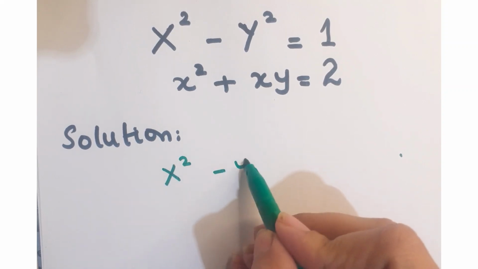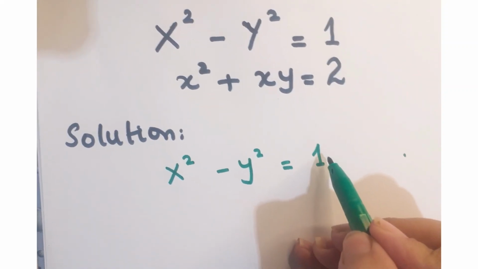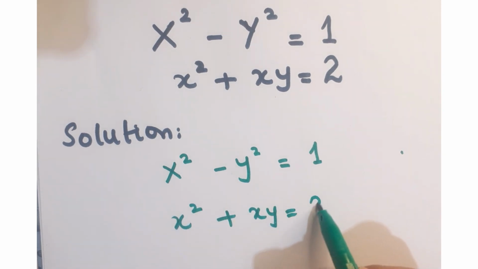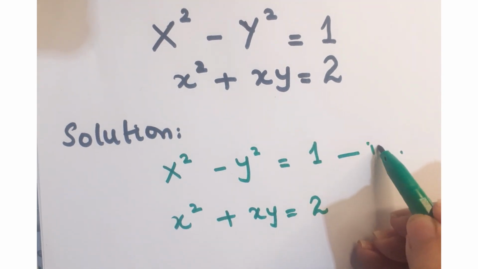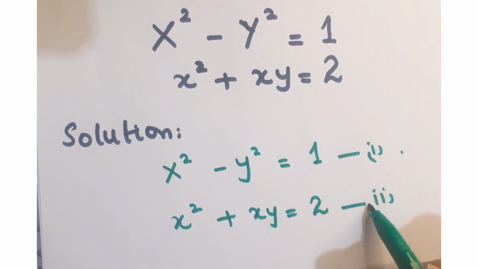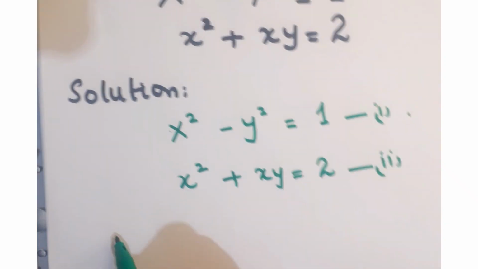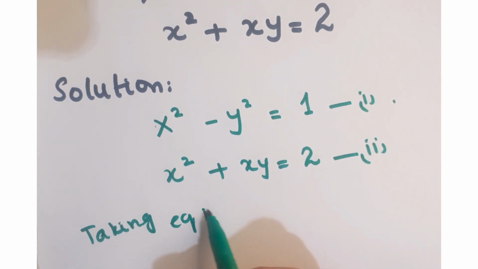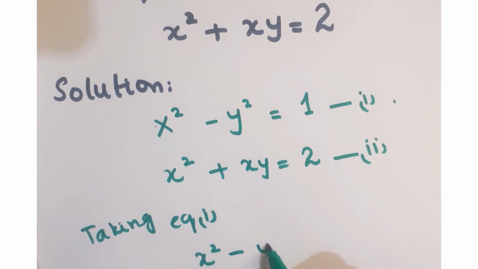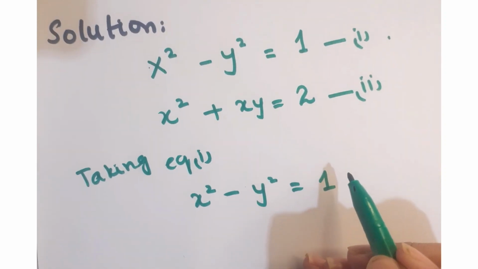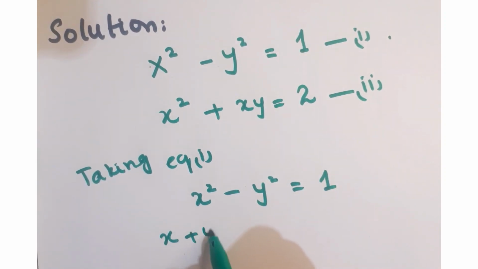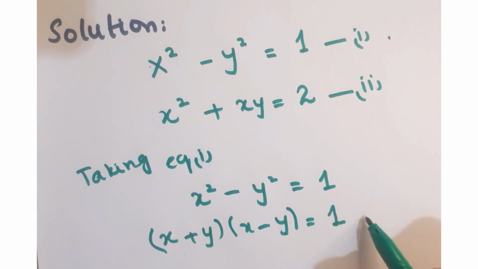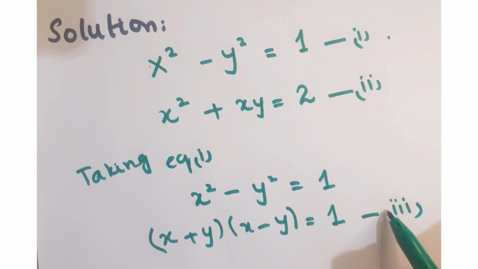The question is x square minus y square is equal to 1, and the other equation is x square plus xy is equal to 2. Let's call this equation 1 and this equation number 2. Now taking equation 1 first, x square minus y square is equal to 1. We can write this x square minus y square as x plus y into x minus y is equal to 1. Let's call this equation number 3.